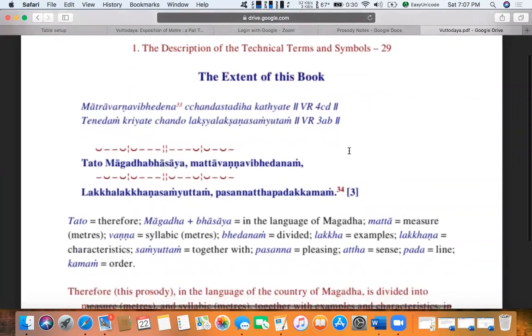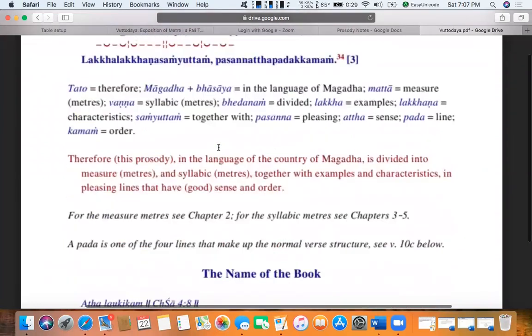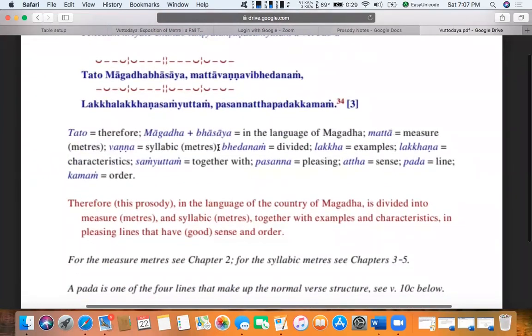So the third stanza is the extent of this book, the scope of Vuttodaya, what Vuttodaya talks about. Actually, the second stanza, not the first one. Tato māgadhabhāsāya matta vanna vibhedanaṃ lakkhya lakkhaṇa saṃyuttaṃ pasannattha padakkamaṃ. Tato, therefore, refers to the previous gatha. The people who only know pure Magadhi cannot understand the Sanskrit prosody. Therefore, Magadha Bhasa, in the Pali language or Magadha language, Matta Vanna Vibhedana. This is very important. Matta Vibhedana and Vanna Vibhedana.